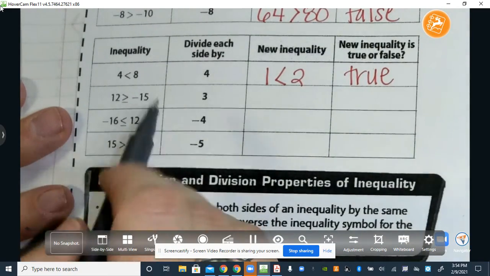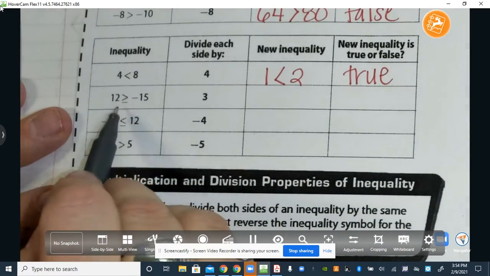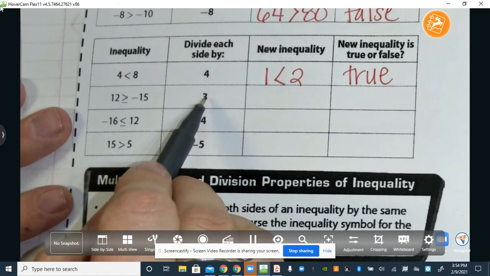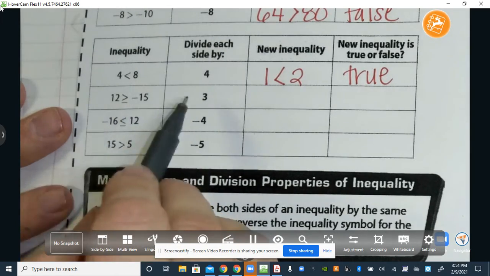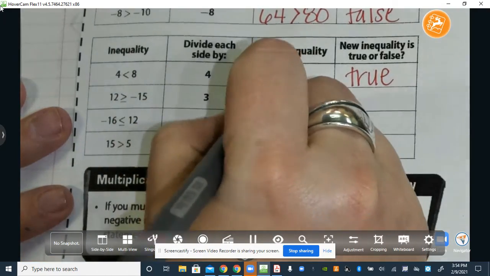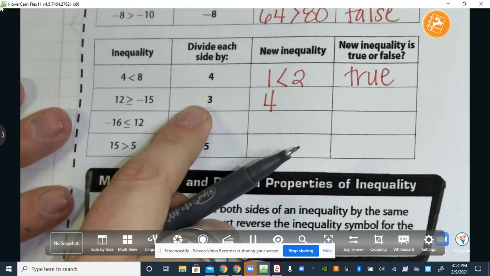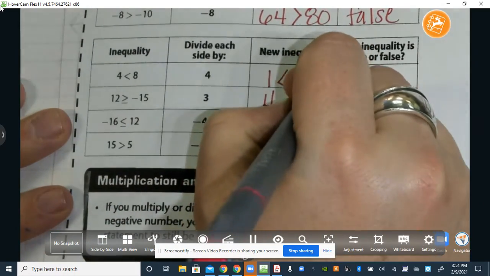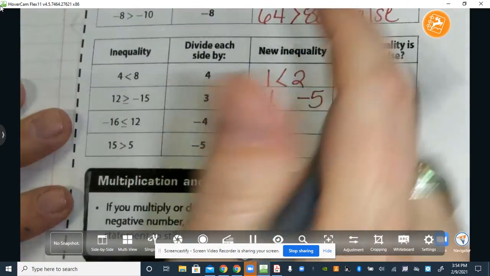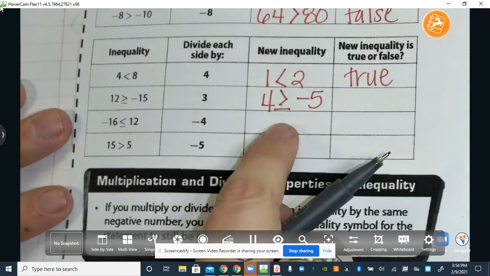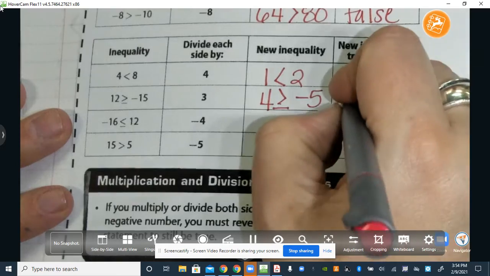Okay. Here we have 12 is greater than or equal to negative 15. That's a true statement. So I'm going to divide each side by 3. Well, 12 divided by 3 gives me 4, and negative 15 divided by 3 gives me a negative 5. I'm going to move my sign over. Well, 4 is greater than or equal to negative 5. This is also a true statement.